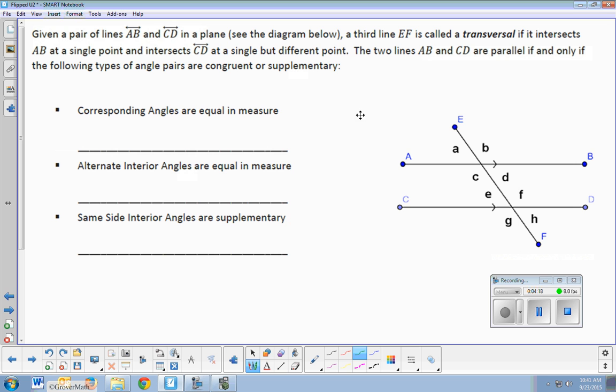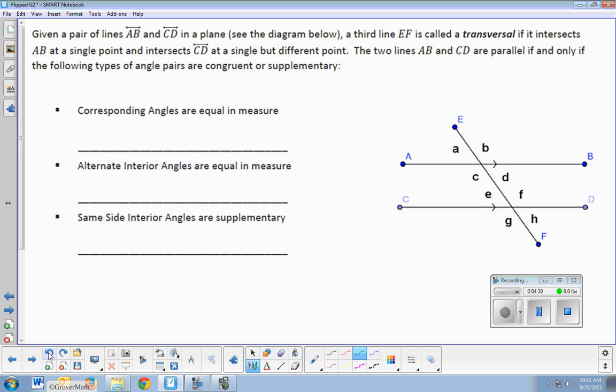So we're looking at this diagram, and given these angles, I want to list all the pairs of corresponding, alternate interior, and same side interior angles. So let's run through that. But notice again that there are other things happening here other than just corresponding and alternate interior. Just look at one group for a second.